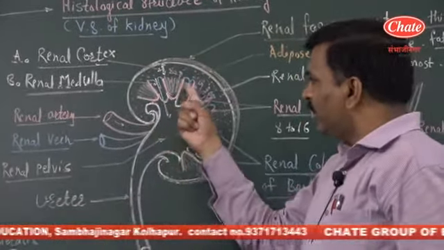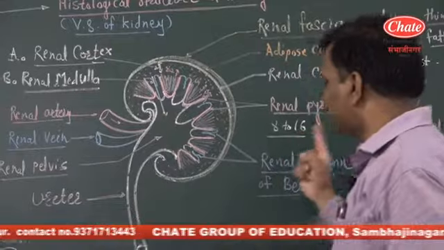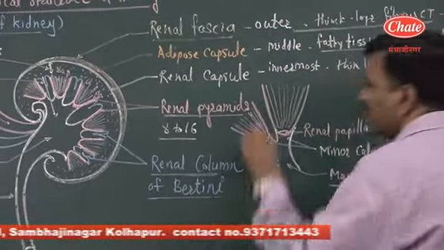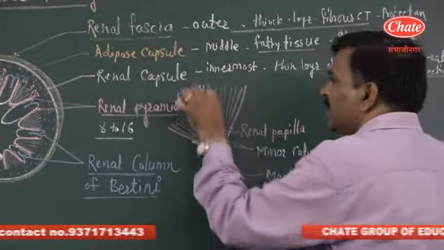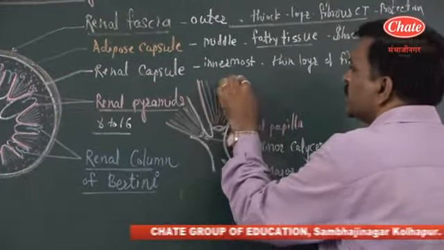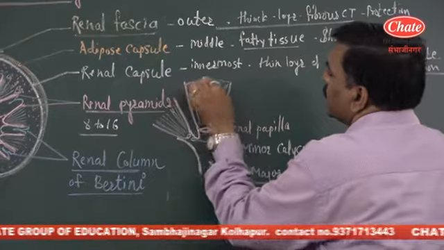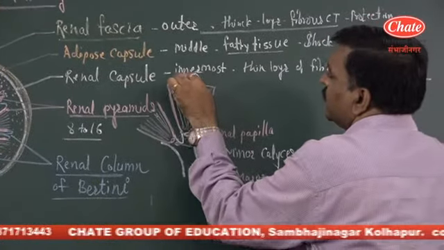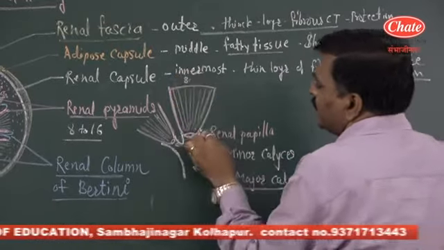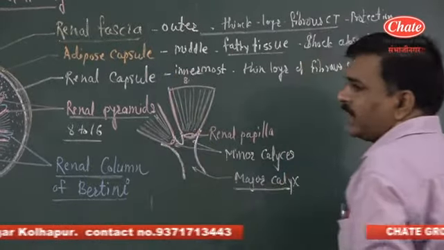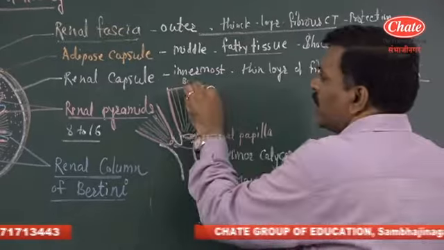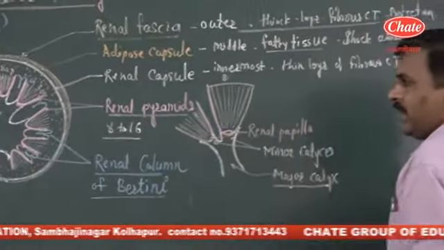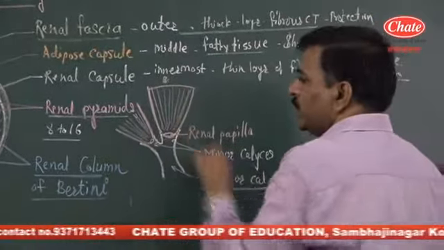In the renal medulla, we can observe the different pyramids, which are conical shaped pyramids. See here, these are the conical shaped pyramids, and they show two regions. The broad region of this pyramid is towards the cortex side, while the narrow apex is towards the pelvis side. So it is conical in shape.